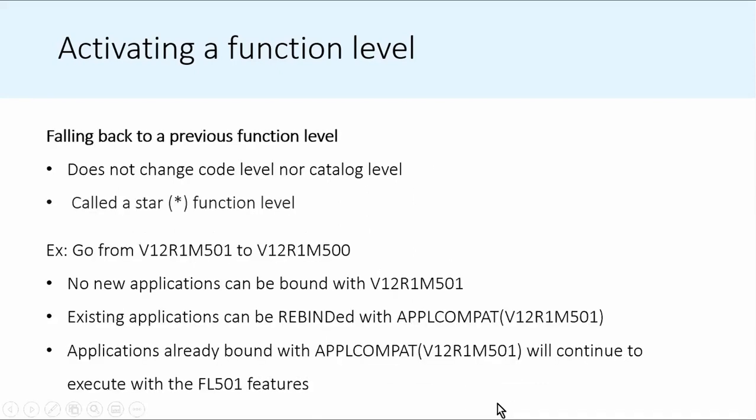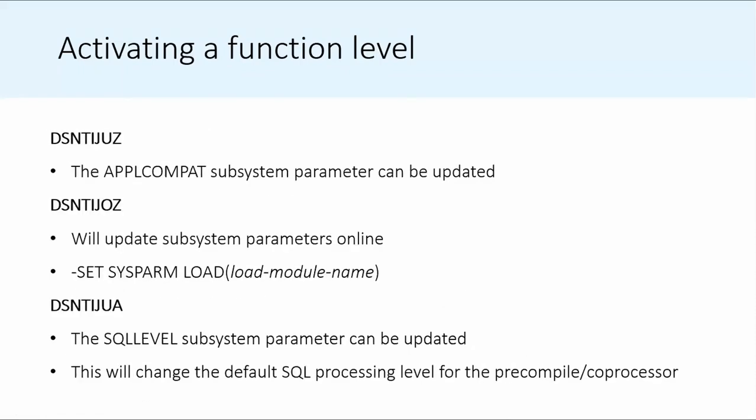Oh, and we have one more of the optional jobs from that previous slide. No worries. That is DSNTIJUA, this is used to modify the Db2 data application defaults module using that SQLLEVEL subsystem parameter. That can be updated here in this job. This will change the default SQL processing level for the precompiler or coprocessor. So you can run that job for the SQLLEVEL subsystem parameter to be updated.